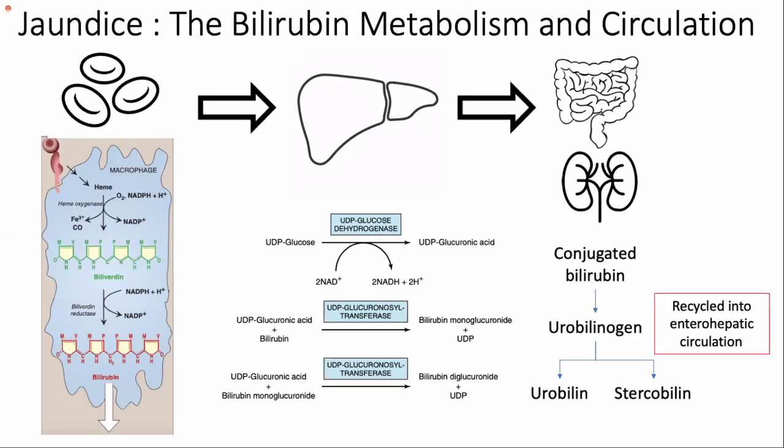And from those that enter back into the circulation, some will be recycled, while some will go to the kidney and be converted to urobilin, giving rise to our amber-colored urine. So this is the basic biochemistry. It is important because of its clinical correlations later on.